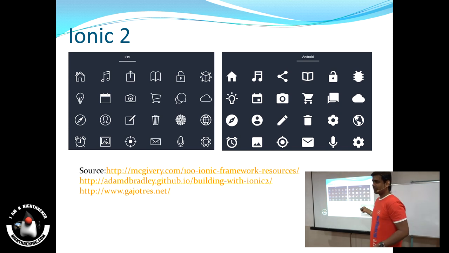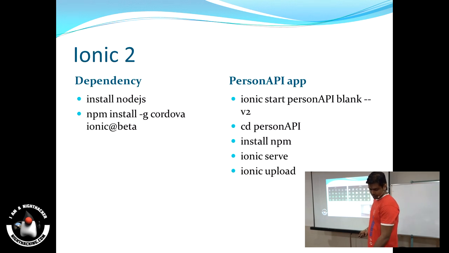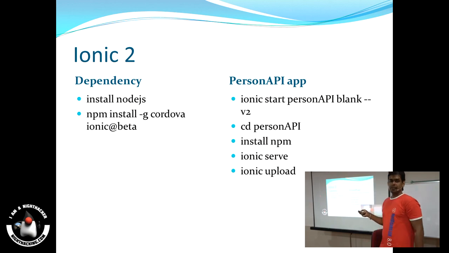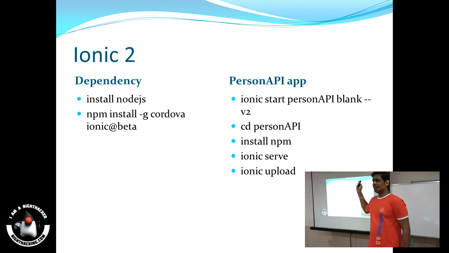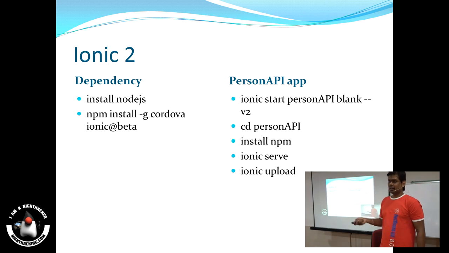So I'm not going to take the full one. So these are the steps I already did. You need to install the latest Node.js and install Cordova and Ionic beta. So this will automatically install the entire dependency, everything for you.